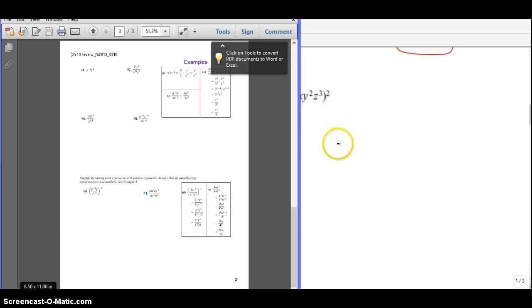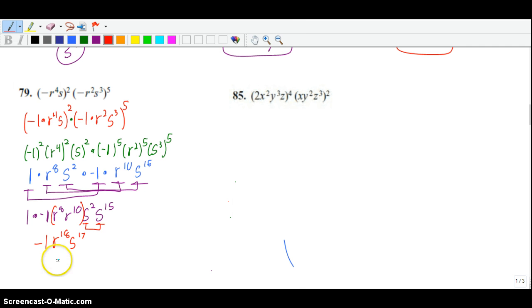And, oh, sorry about that. And this answer is perfectly fine right here. This is a good answer, but really that 1 is understood in front, so typically we just leave it as negative r to the 18th, s to the 17th, and just put it like that. I mean, either one's fine, but it's a little bit more cleaned up like that. Okay, one more to go here. Let me clean this up.